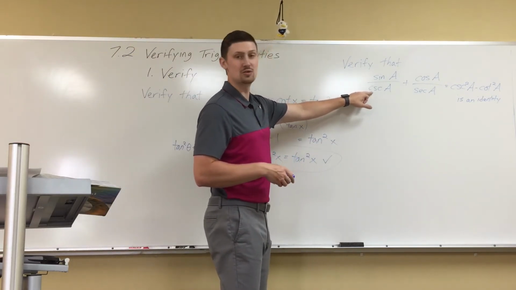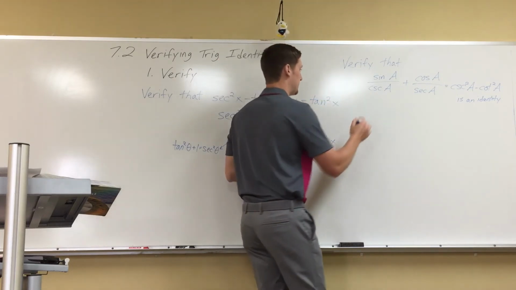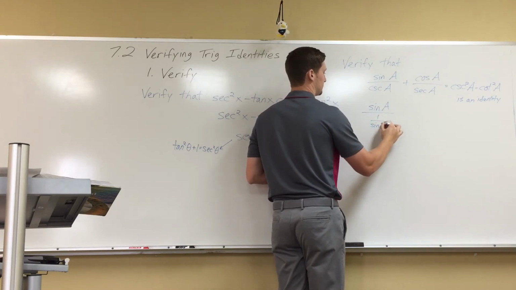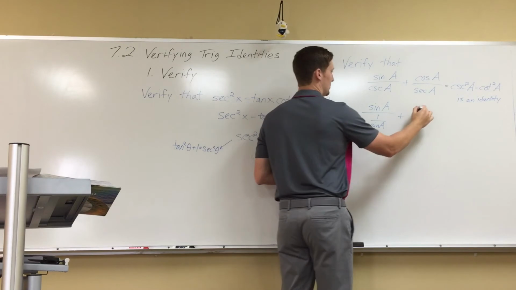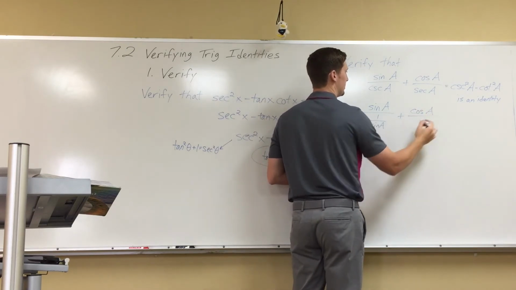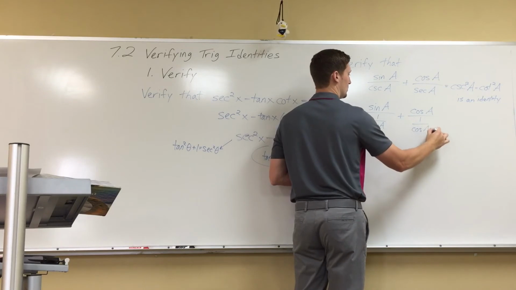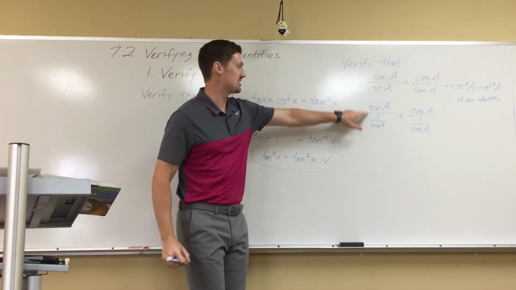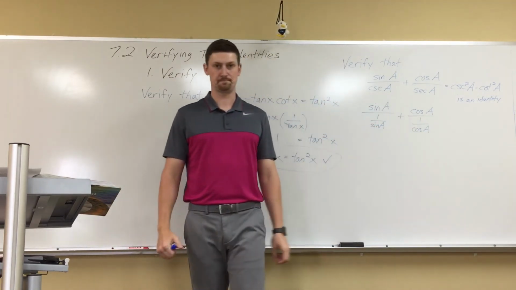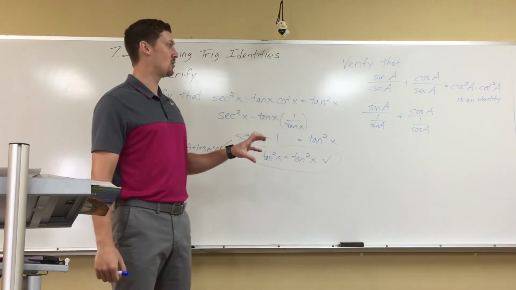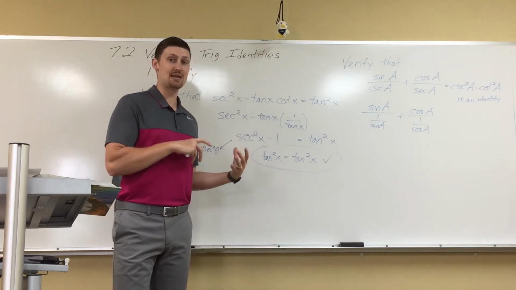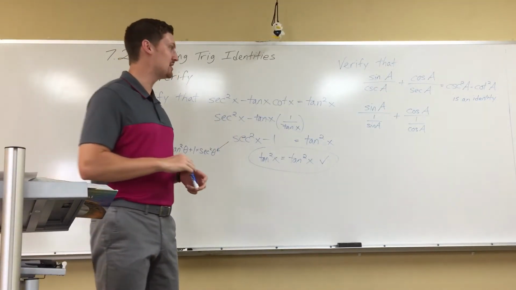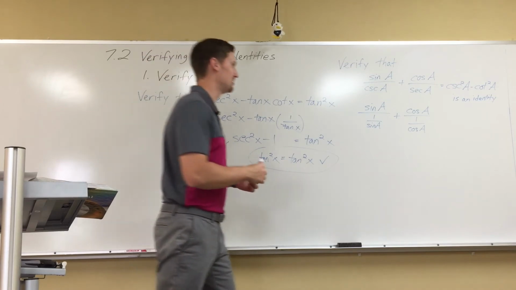What's cosecant? 1 over sine, right? So sine of A over 1 over sine of A plus cosine of A over 1 over cosine of A. So I just simplified down those trig functions. Cosecant is 1 over sine, secant is 1 over cosine. So that's my left side of the equation. Again, we started with that side, but we're also going to do the right side. All right, so we're ready to simplify the right side. Same idea. Now I need to take the right side and break it down into simpler terms.